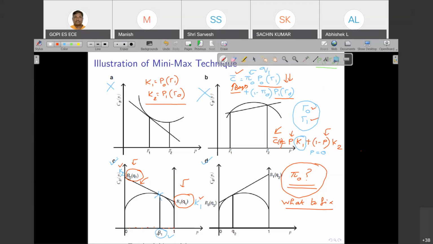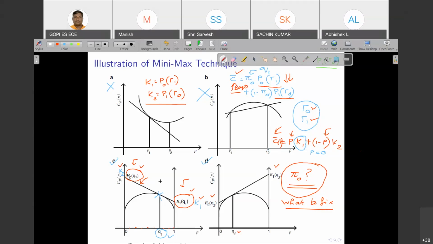So if I choose Q1 here, this conditional cost is greater than this conditional cost. When we choose this Q2 here, I mean another prior probability, if I freeze this as a point, in this case, B0 of Q2 is lesser than B1 of Q2, right? So now the question is, what could be the better choice for which these conditional costs are, right? If I try to minimize one conditional cost, the other conditional cost is actually getting increased. That is what is happening.